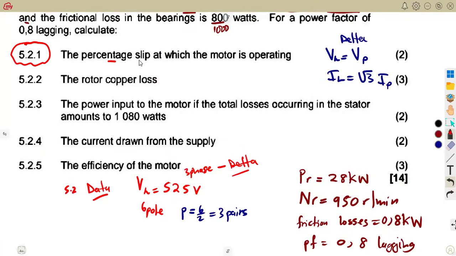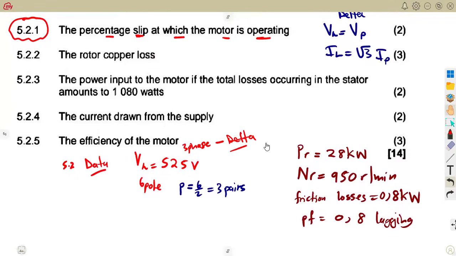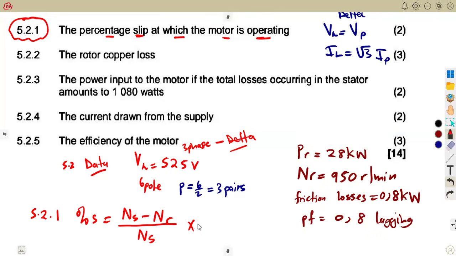5.21, the percentage slip. They need the percentage slip at which the motor is operating. We do understand that the percentage slip can be obtained from the per unit slip. So the percentage slip is going to be the ratio of NS, which is our synchronous speed, minus NR for the rotor speed, everything over NS. All right, so this is percentage, so you're going to multiply by 100%. If it was per unit, you just ignore that and calculate your per unit value. So that is it.